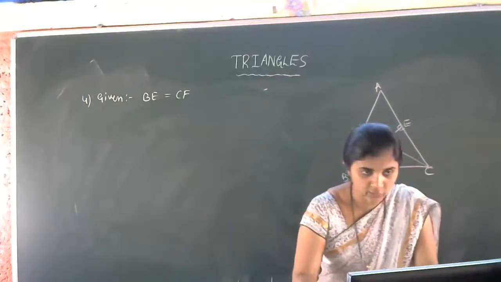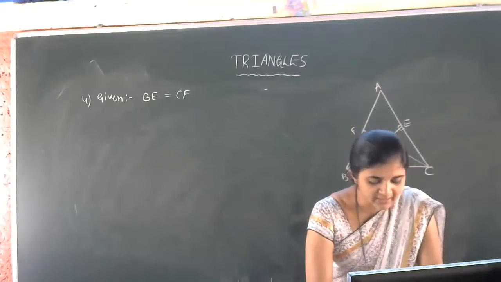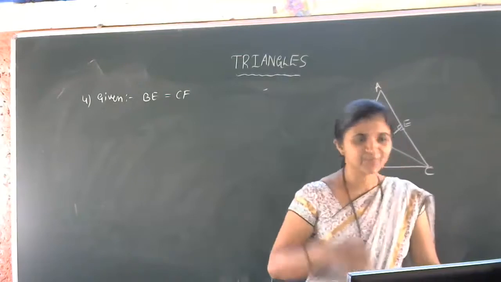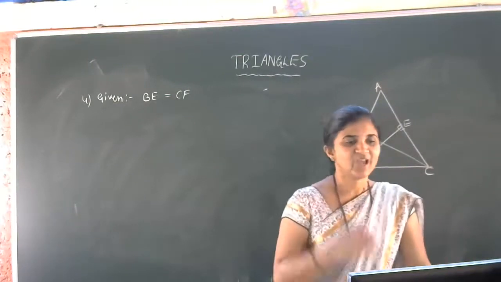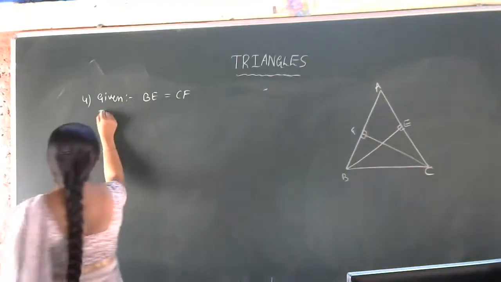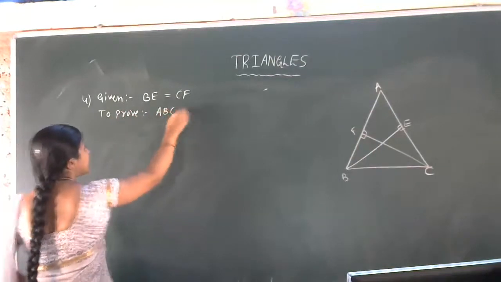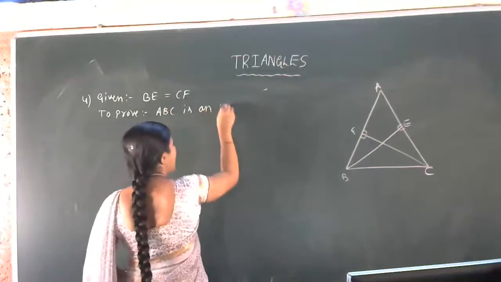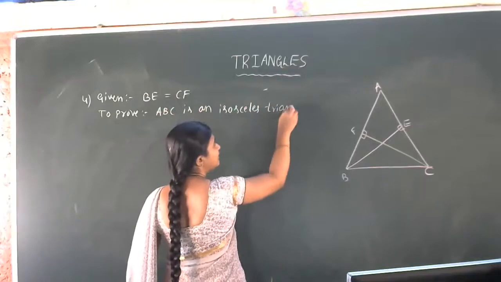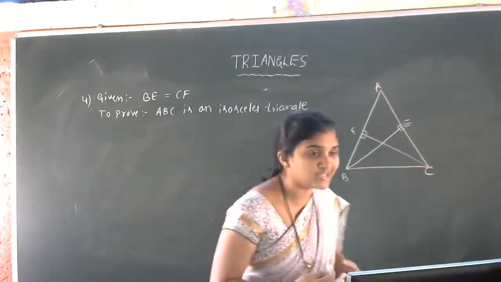Next, we'll continue the question. Using RHS congruency rule, prove that the triangle ABC is isosceles. They have given the hint also. Using RHS congruency rule, prove that ABC is an isosceles triangle. To prove what? We have to prove ABC is an isosceles triangle. When can we say that ABC is an isosceles triangle?